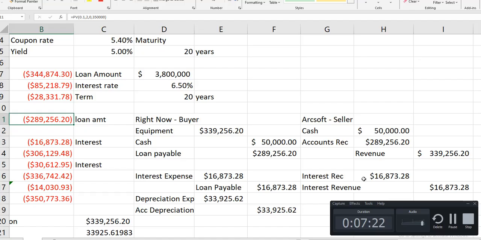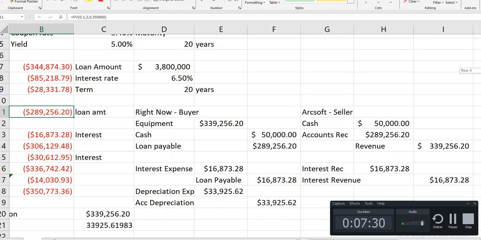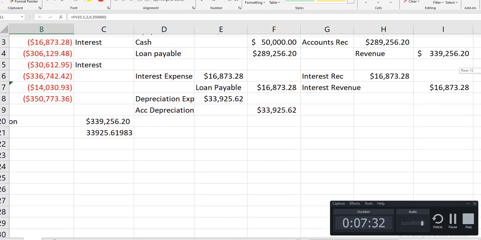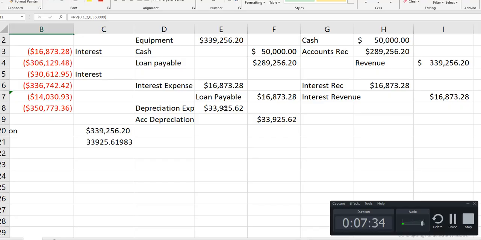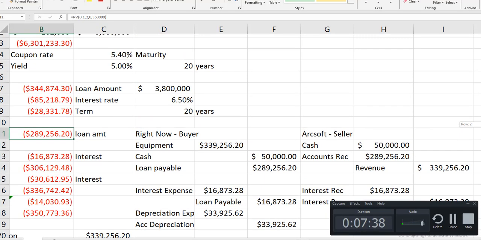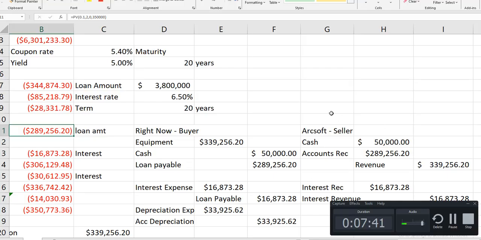The seller is glad to get rid of it, but takes that interest revenue and interest receivable as well, if they need to collect using some type of agency. And then, of course, there would be depreciation expense where the asset is now owned by Right Now instead of ArcSoft. We would make this same journal entry at the end of the next year and then at the end of 5 months in the last year.